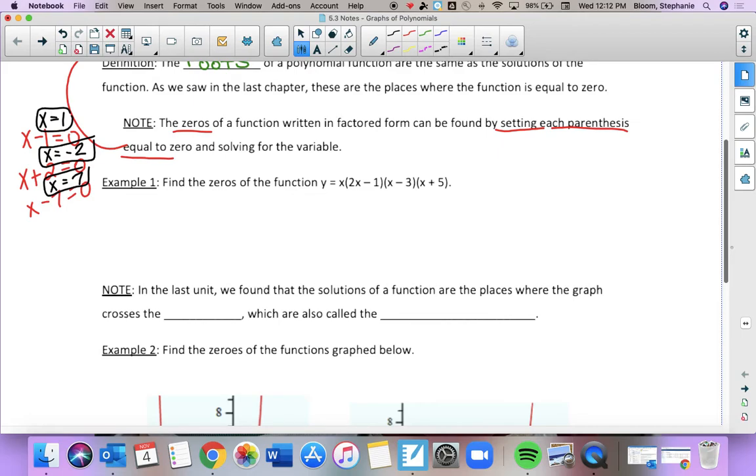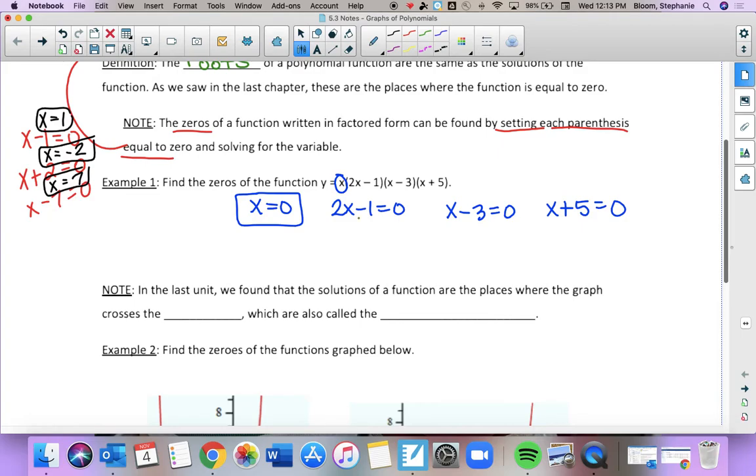Now make sure you pay attention to this one out front. There's an x there, so I need to set that equal to 0. So I'm going to set x equal to 0. I'm going to set 2x minus 1 equal to 0. x minus 3 equal to 0. And x plus 5 equal to 0. And then we're going to solve each of these. The first one is done, right? x is going to be 0. That's going to be one of the solutions or one of the zeros or the roots.